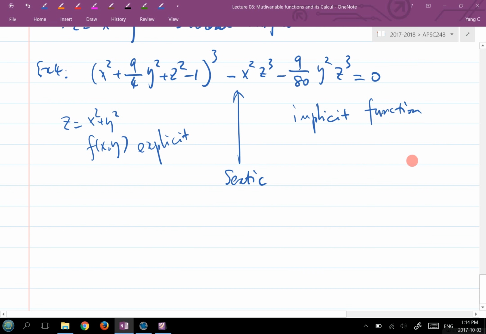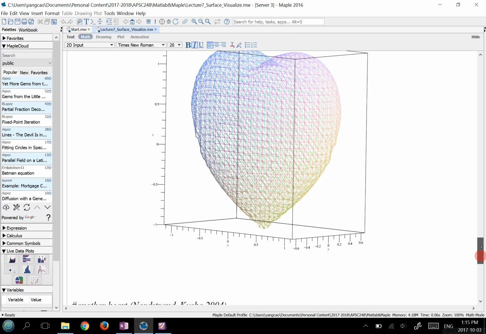So anyway, you can find actually many other different examples for surfaces. They are like this one. I have a couple of them here.